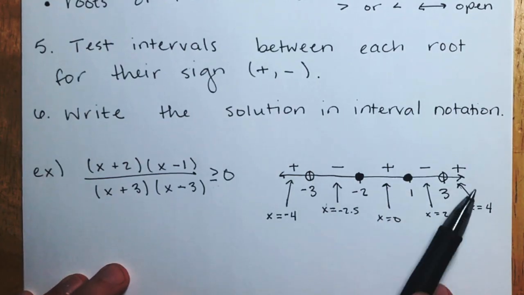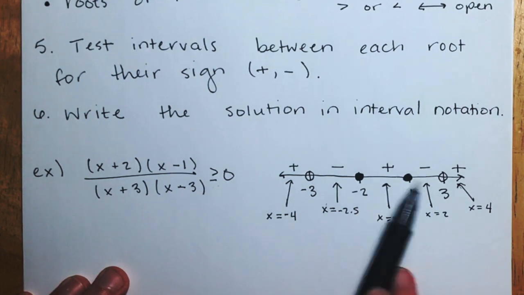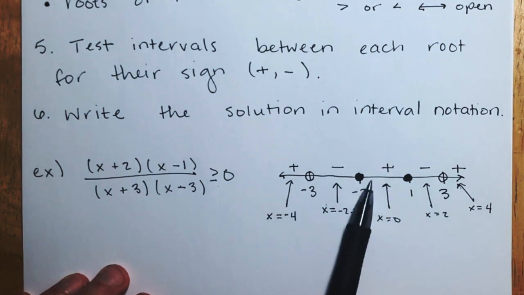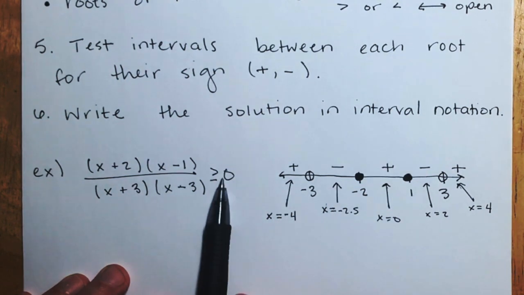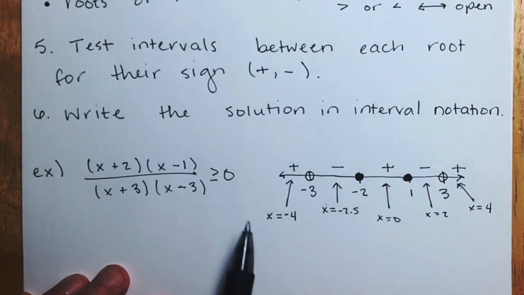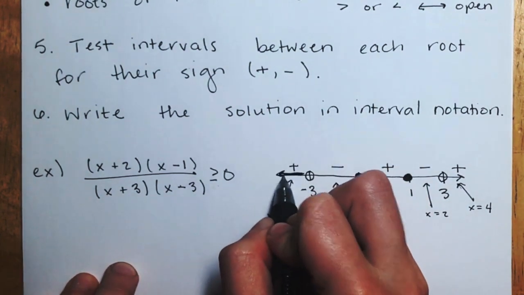Okay, so we've got this interesting sort of alternating pattern. Which one are we going to shade? Are we going to shade positives or negatives? Well, remember, we're looking for greater than or equal to, so stuff that's greater than or equal to is positive. So let's shade the positives here.